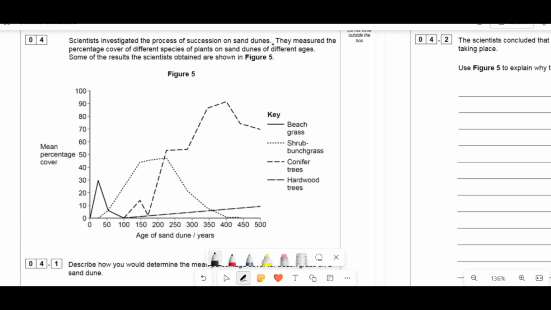Scientists investigate the process of succession on sand dunes. They measure the percentage cover of different species of plants on sand dunes of different ages, and some of the results are shown in here. So I like to always identify the independent and dependent variables of everything I can. It just helps me make sense of what's going on. So the independent is what? They're changing what? So they're changing the time, obviously, and the species. So they're changing both of these, and the dependent is the mean percentage cover.